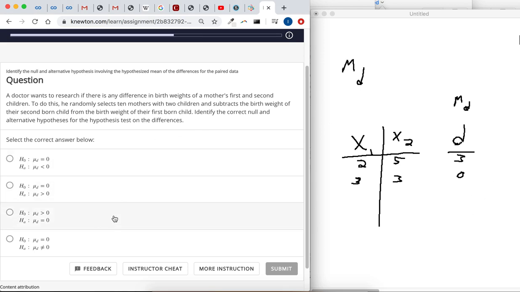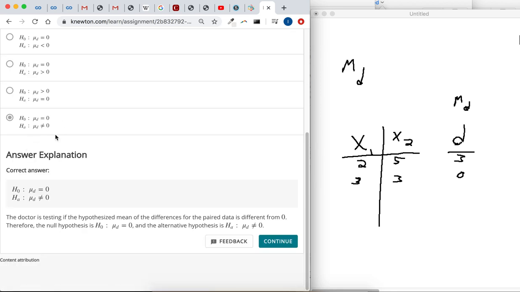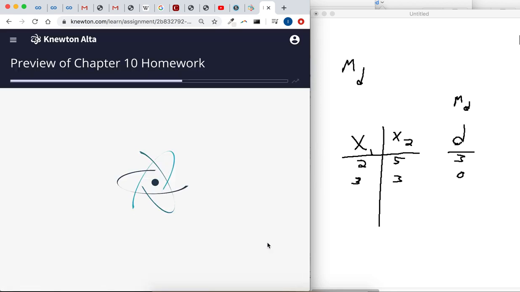All right, so let's see which hypothesis is appropriate here. A doctor wants to research if there is any difference in birth weights. If there's any difference, then the doctor's not saying whether they think it's greater or less than. They're just testing for difference, so we know that's the does not equal symbol. Okay, so you probably could have got that right without knowing about mu sub d, but you're going to see that symbol again.